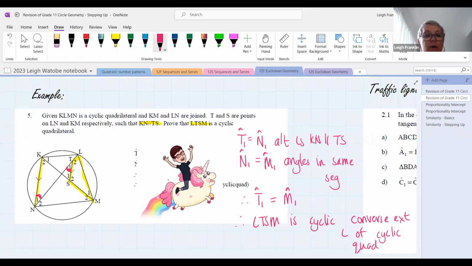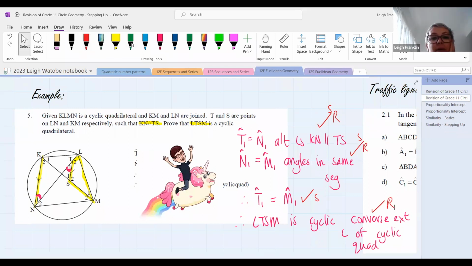Okay, so how would this be marked? Probably here statement, reason. Here probably statement, reason. Here statement, there reason. Something like that would probably be out of about 4 marks.